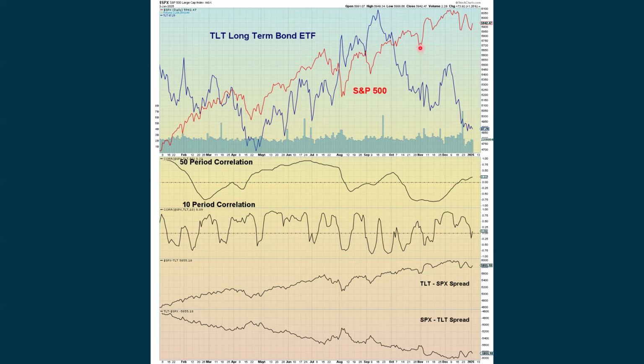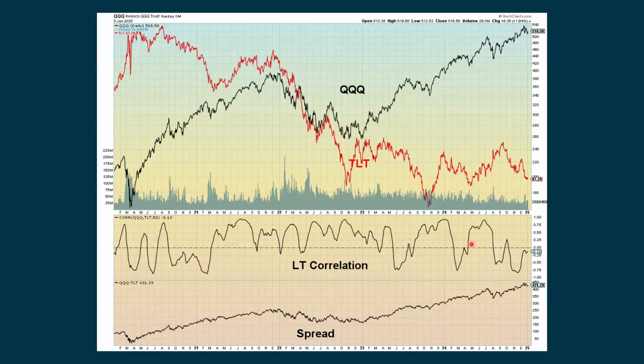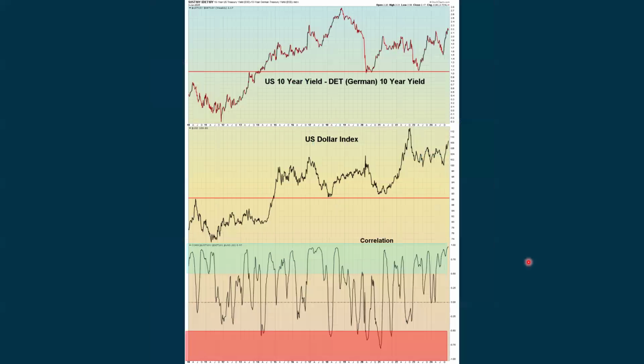The S&P is in red, the TLT is in blue, and we can see there's quite a big disconnect between them. But the longer term correlation is still pretty strong here. It's actually been getting stronger, where we're pretty much neutral right now with the short term correlation. We do that same thing with the QQQs to the long-term bond. On this chart, it's red instead of blue. This is also neutral right now, as we're seeing some kind of a shift going on in the market between interest rates and stock prices.